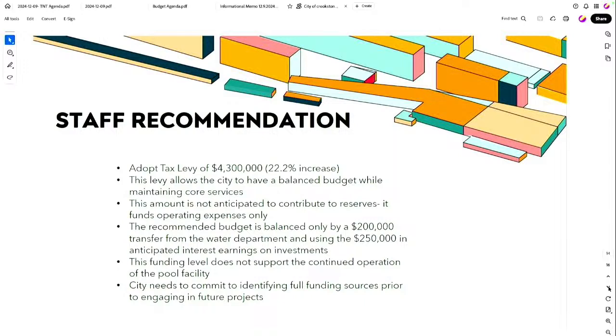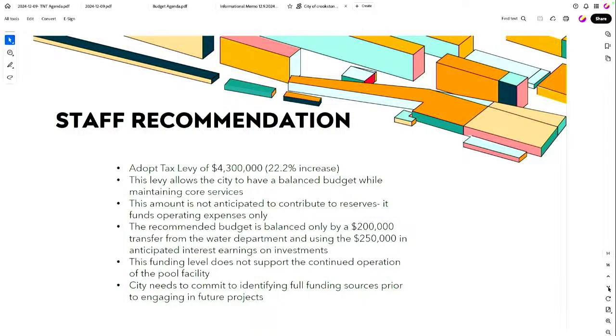In order to continue funding the operation of the pool, the only tax levy that comes to that level is a full preliminary tax levy, which is a 27.45% increase at $4.486 million. And at that, I still need to find another $94,000 to balance the budget.